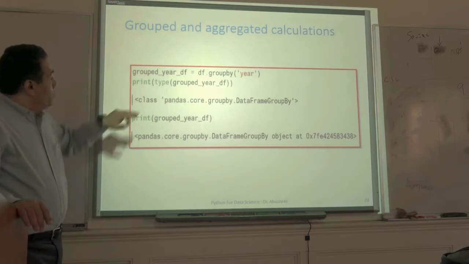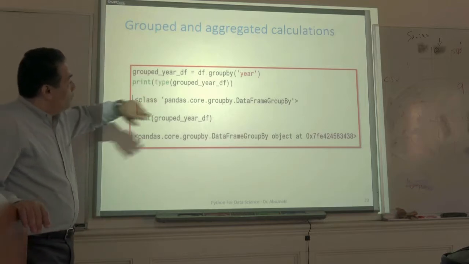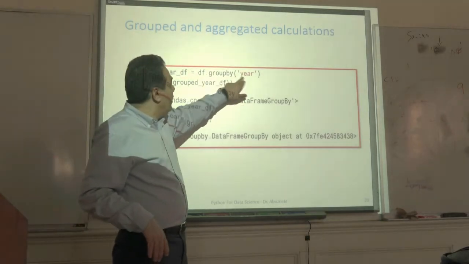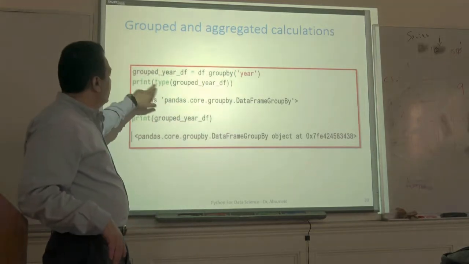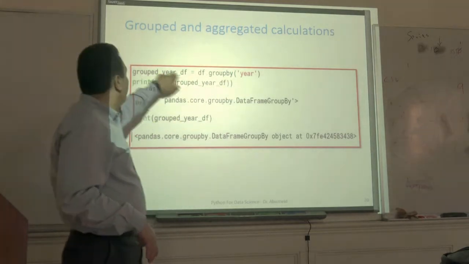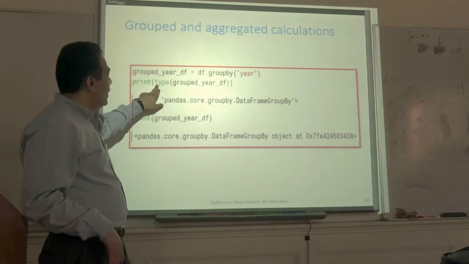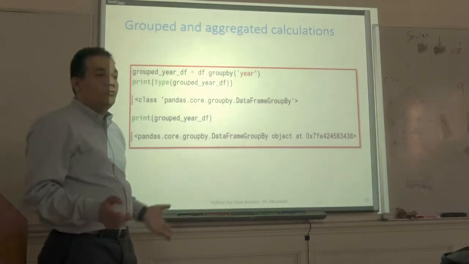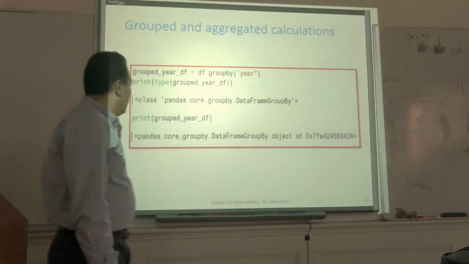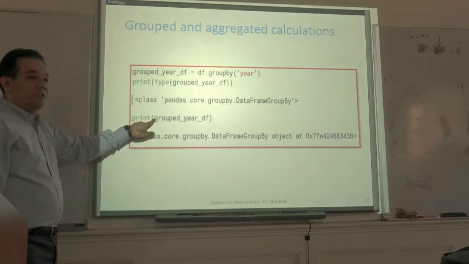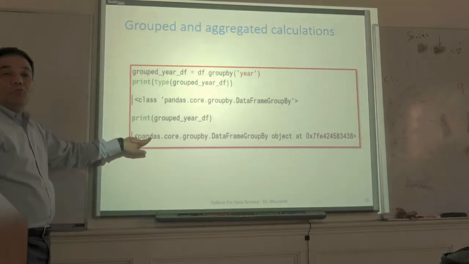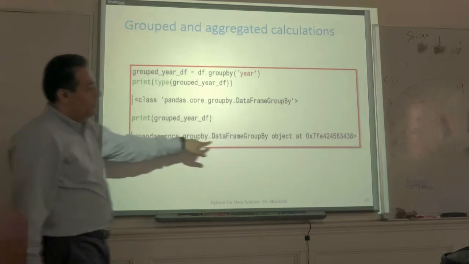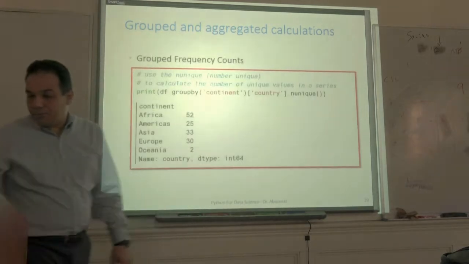All right, so group by year. If I group by the year and save it in a variable, and I print the type, it will be a DataFrameGroupBy, a different object called DataFrameGroupBy. If I print it, it will give me the memory allocation. It will not print the data. Why? Because it's not a data frame, right? It will print the memory allocation for it.